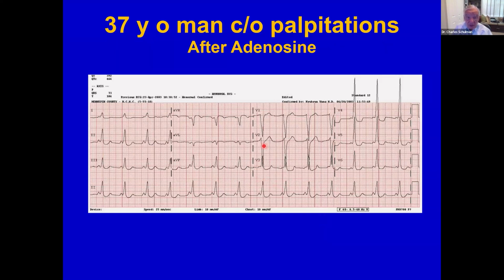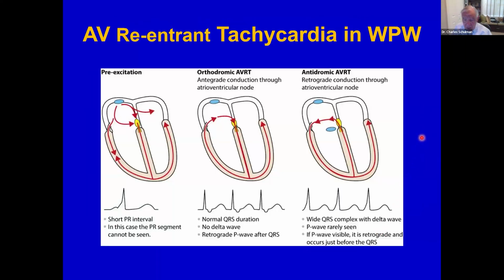But what happened was after adenosine, there's sinus rhythm, but there's also a wide complex. And you'll notice that there's a short PR interval and a slurred upstroke to the QRS complex. This is Wolff-Parkinson-White syndrome. There are two reentrant type arrhythmias that occur with Wolff-Parkinson-White syndrome.